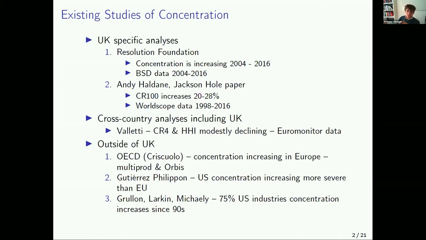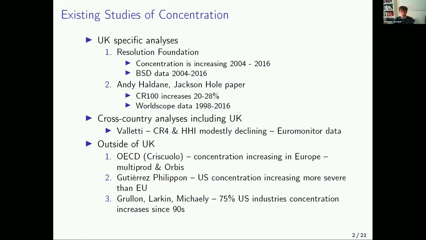Then in addition to that, you've got cross-country analyses that include the UK. Work by Tommaso Velletti at Imperial analyses several countries using Euromonitor data, and it shows that concentration seems to be modestly declining in the UK, among other places.